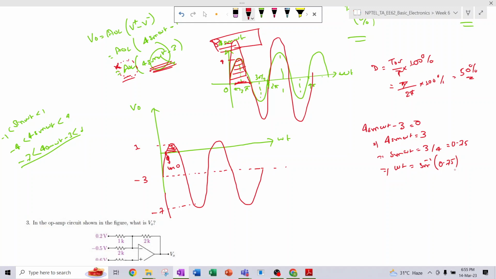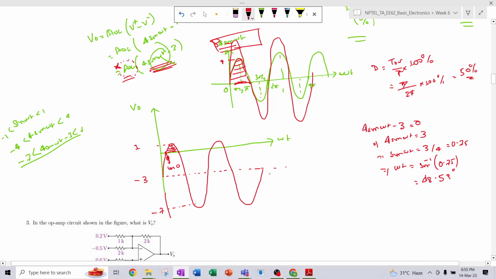So I am calculating this, 0.75 sine inverse, 48.59. So it will be 48.59 degree. So that will be the thing, right? Okay.